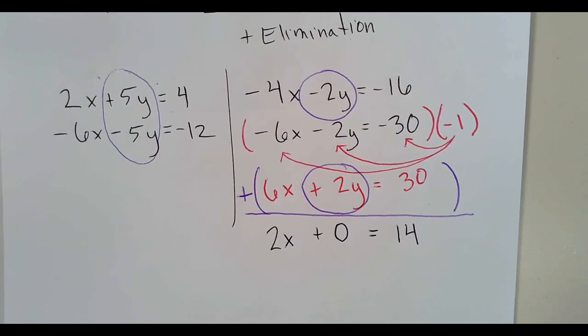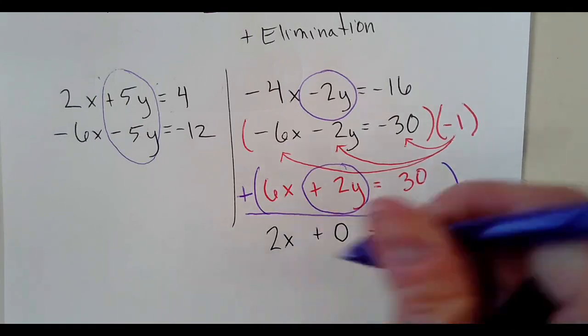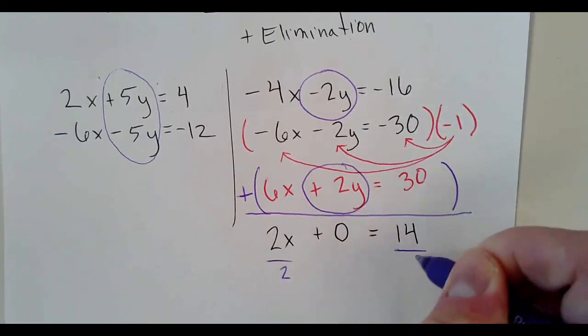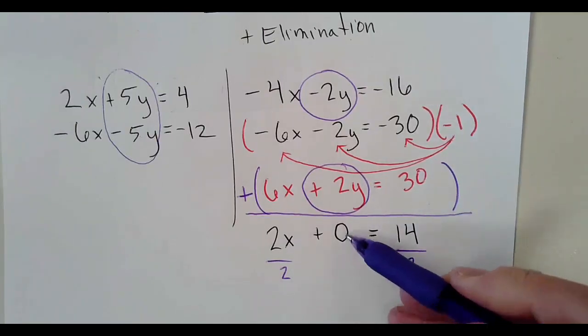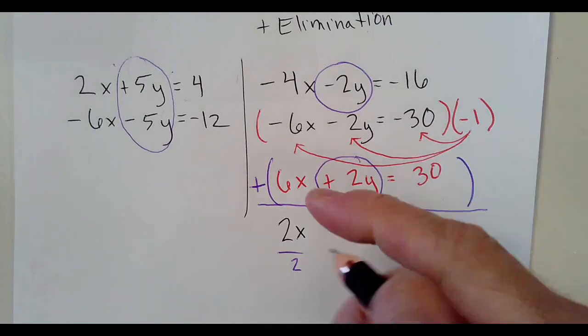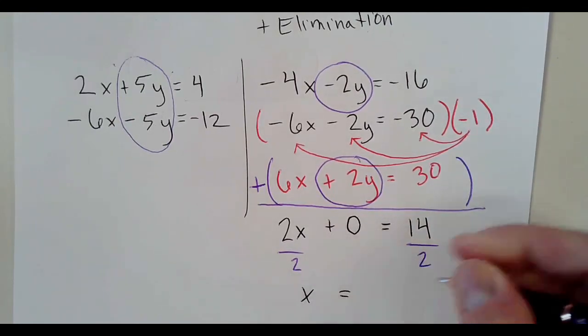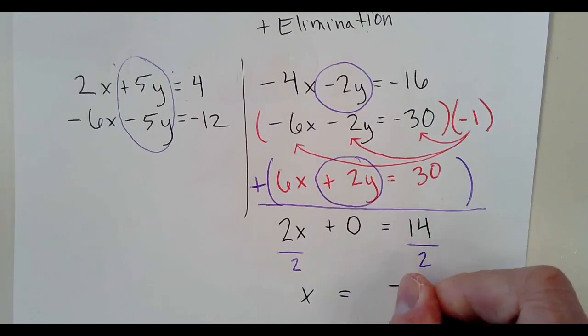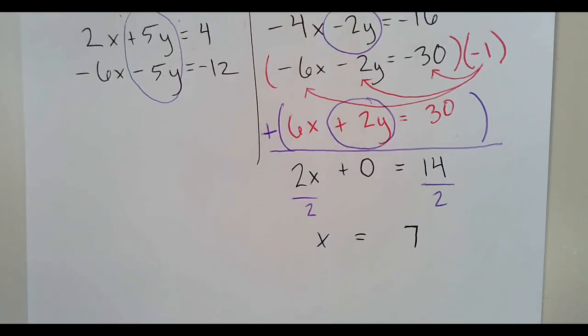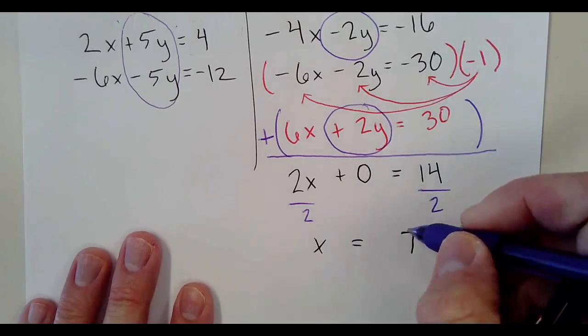So now we have one equation with one variable. Let's solve for it. So I will divide both sides by 2. We could divide the 0 by 2, but it'd still be 0. So x equals 7. And now we can find y, just like we did before.